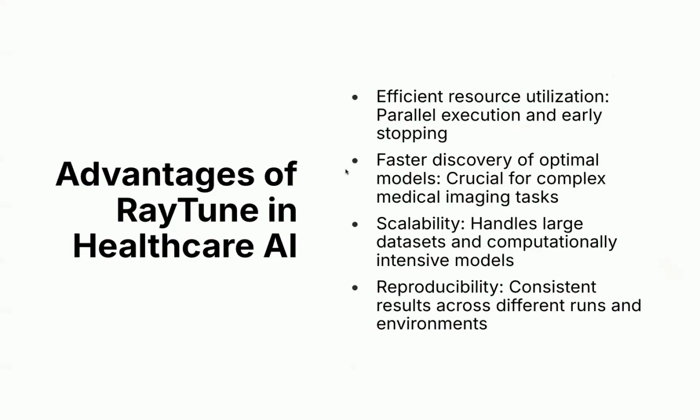So some of the advantages of utilizing Ray Tune is it's efficient. So you can do this with parallel execution and early stopping. You can have faster discovery of optimal models. So instead of hand choosing a set of hyperparameters by looking at the loss curve, you can actually set a grid of hyperparameters and have the best models discovered automatically. It's also very scalable. It handles large data sets and it works with computationally intensive models. And it's also reproducible. So if you set the random seeds at the beginning of the code, you can have consistent results across different runs and environments.